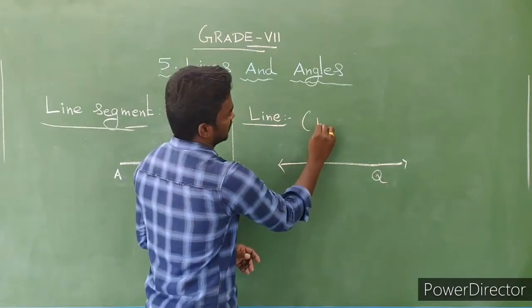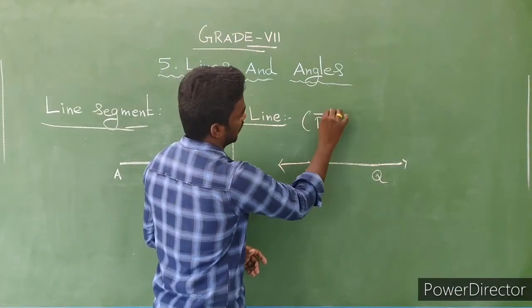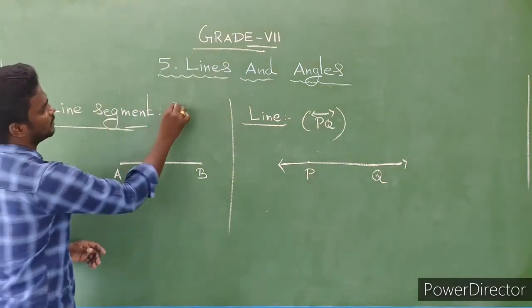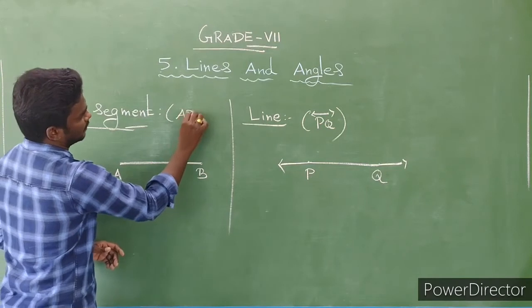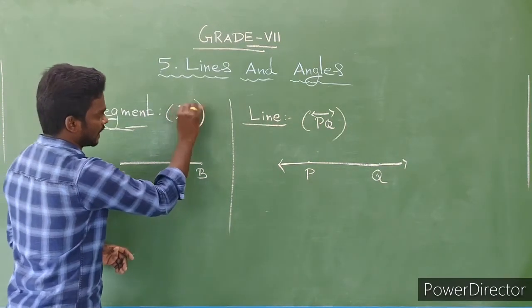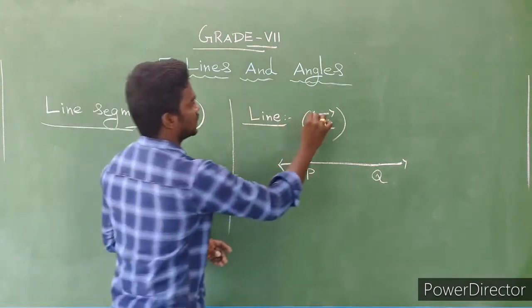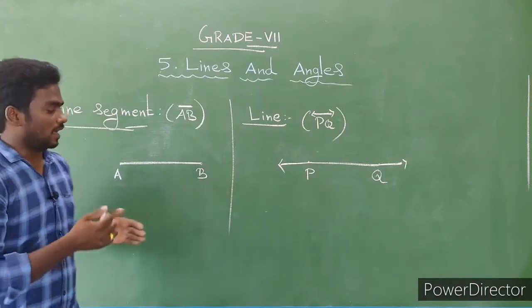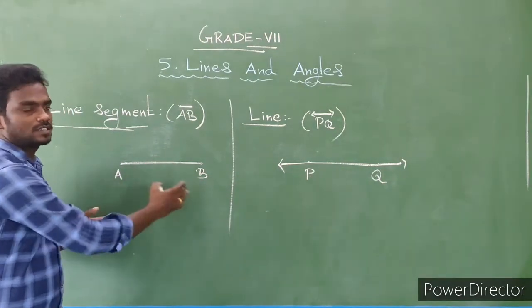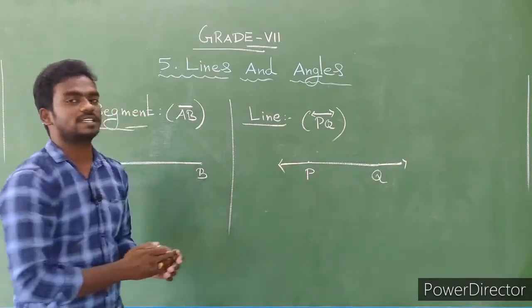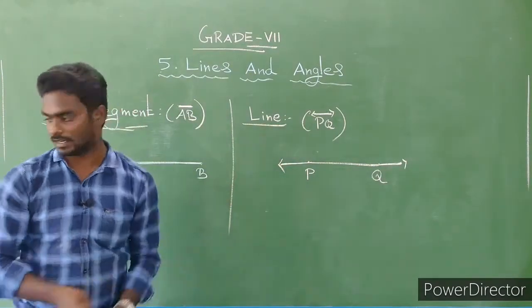This line can be represented as line PQ with the line symbol. Then how to represent line segment AB? We can represent this as line segment AB. This symbol is for line segment, and this one is for line. So what is line segment and line? A line segment is the shortest distance between 2 points. A line segment extended in both directions endlessly is called a line.